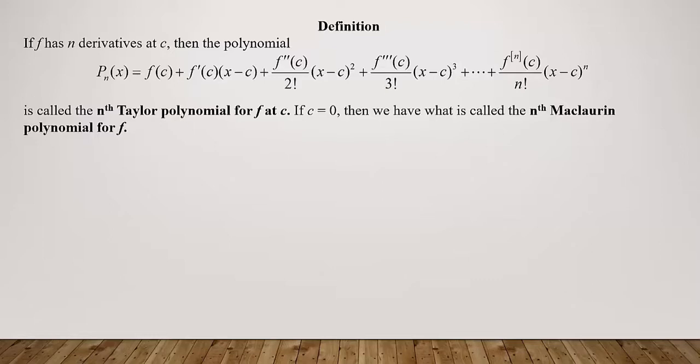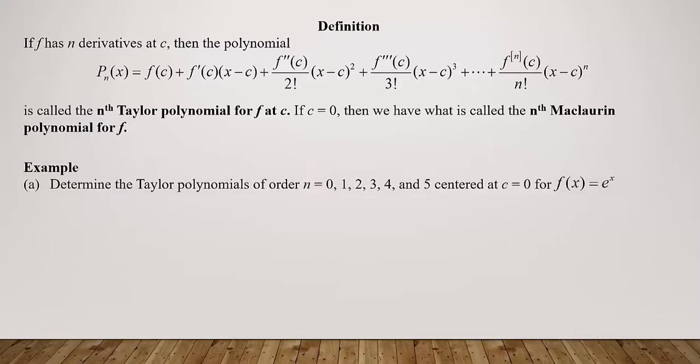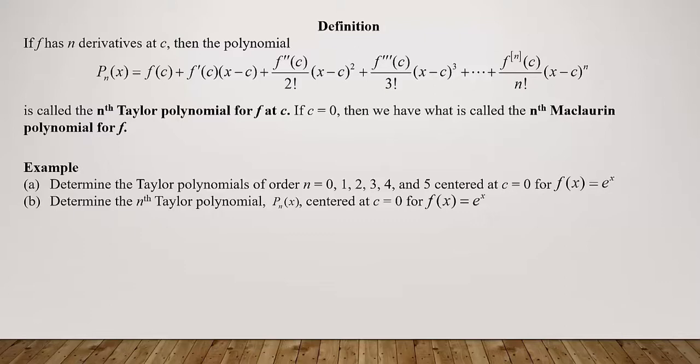So I'm going to do one example here of coming up with Taylor polynomials. And here it is. We're going to determine the Taylor polynomials of order n equals 0, 1, 2, 3, 4, and 5, centered at 0 for the function e to the x. Then we're going to determine the nth Taylor polynomial, p sub n of x, centered at c equals 0 for f of x equals e to the x.